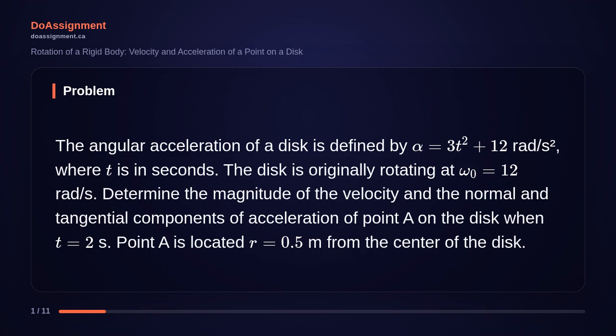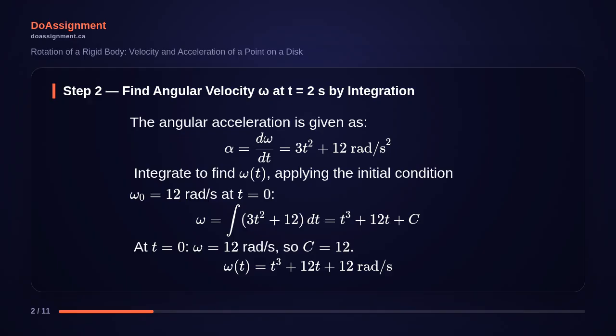Now let's work through the solution step by step. We integrate the angular acceleration to get angular velocity. The integrand is 3t squared plus 12. Integrating gives t cubed plus 12t plus a constant. Applying the initial condition that omega equals 12 radians per second at t equals 0, we find the constant equals 12. So omega of t equals t cubed plus 12t plus 12.